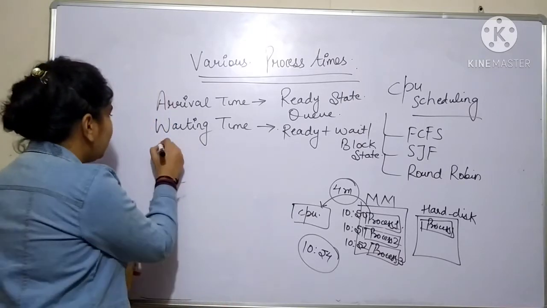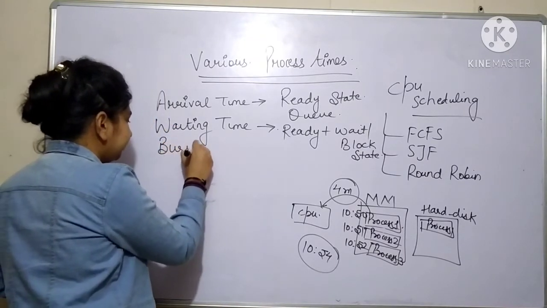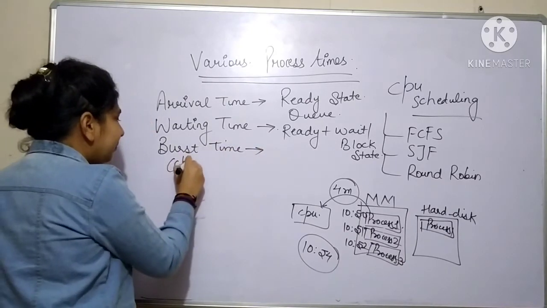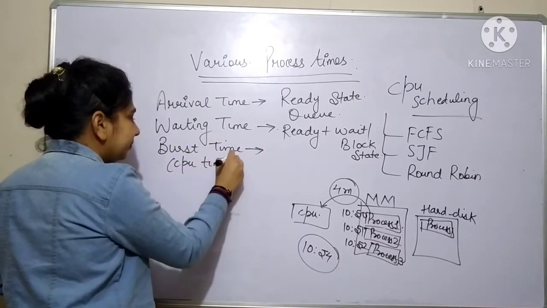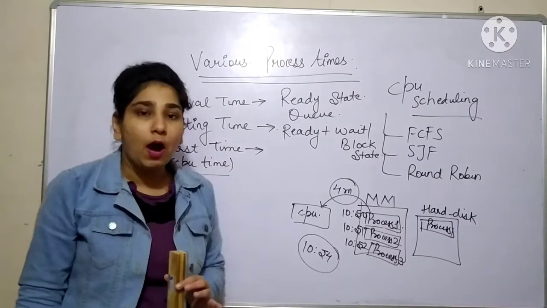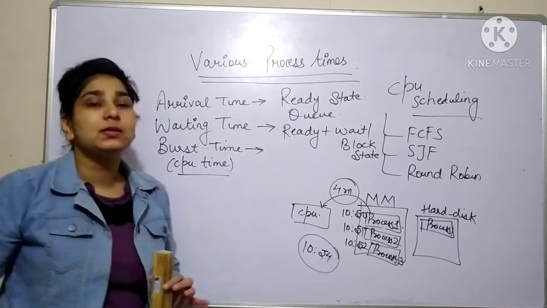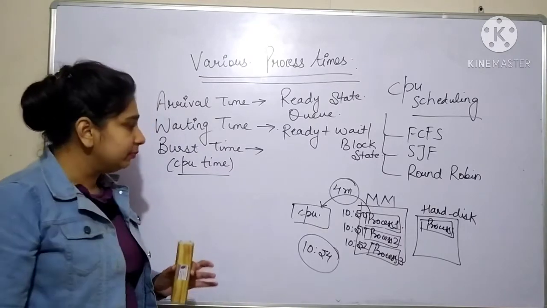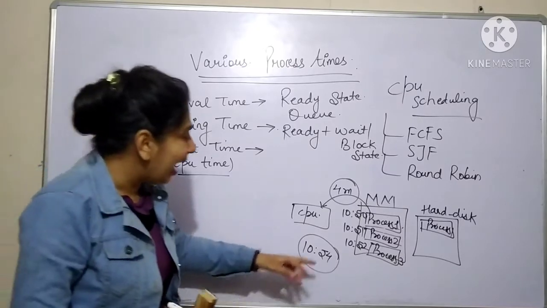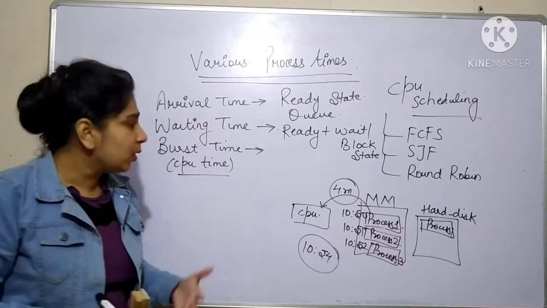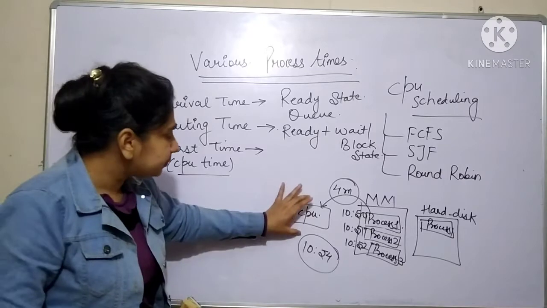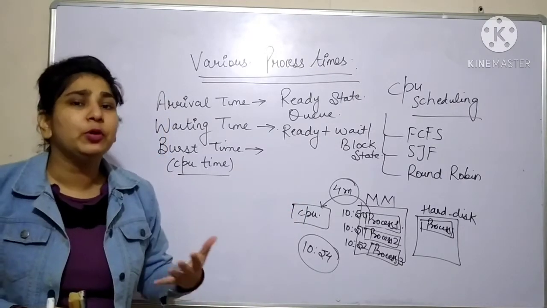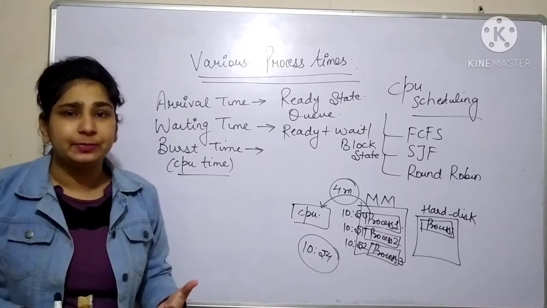Next, we have burst time. We call burst time as CPU time. What is the meaning of CPU time? CPU time means how long your process wants to execute on CPU. What is the CPU time your process needs?